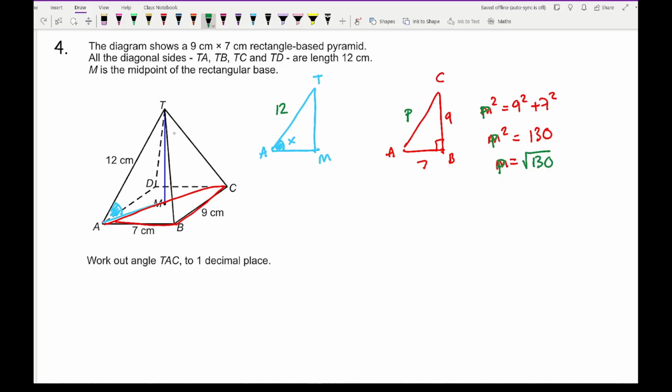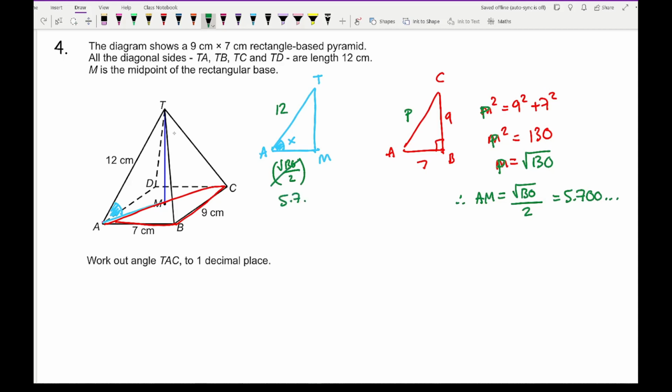Now A to M is half of this, so A to M is going to be root 130 divided by 2. So this length here is root 130 divided by 2. If you want to use a decimal equivalent, you should have an answer of around about 5.7. So instead of using root 130 over 2, we can use 5.7 if you feel that's more comfortable to work with.